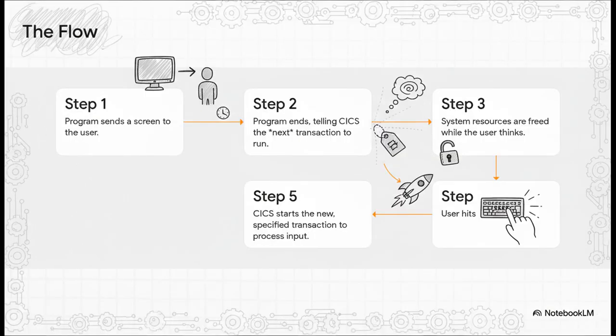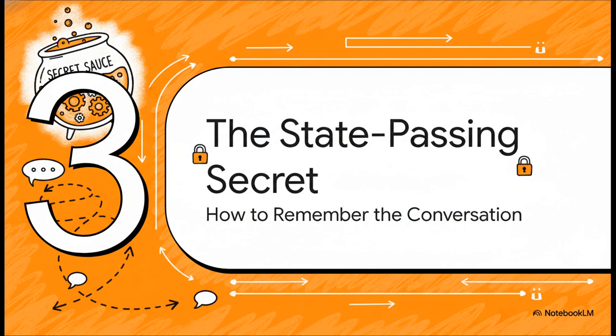So what does this little dance look like in practice? It's actually pretty simple. Step 1. A program runs, does its thing, and sends a screen to the user. Step 2. Right before it ends, it tells the system, hey, when the user finally hits enter, I need you to run this other program. Then it terminates. Step 3. While the user is thinking, the system is totally free to help other people. Step 4. The user hits enter. And finally, Step 5. The system wakes up, looks at its note, and starts the exact transaction it was told to. Brilliant. Now this all sounds great, but it brings up one massive, glaring question, doesn't it?